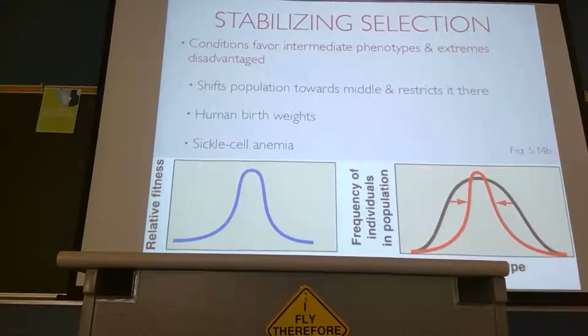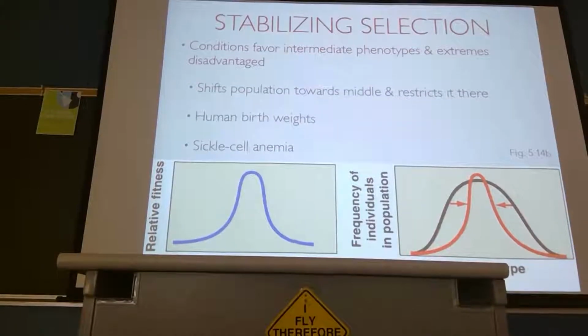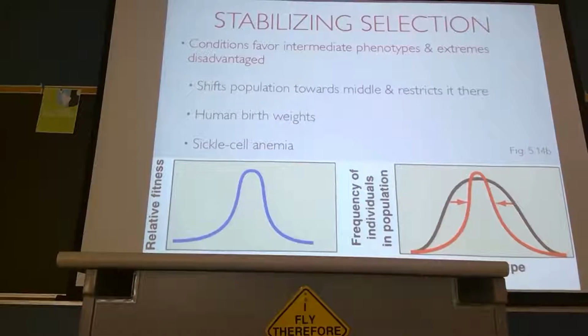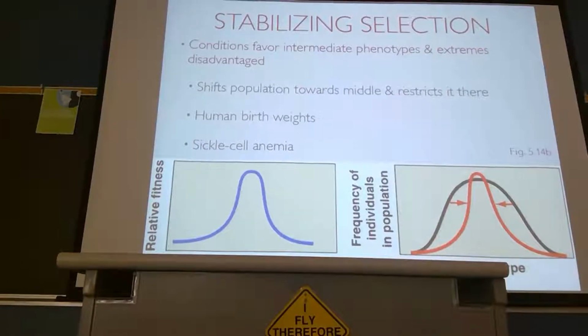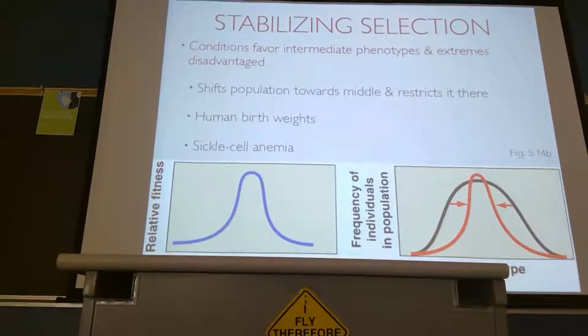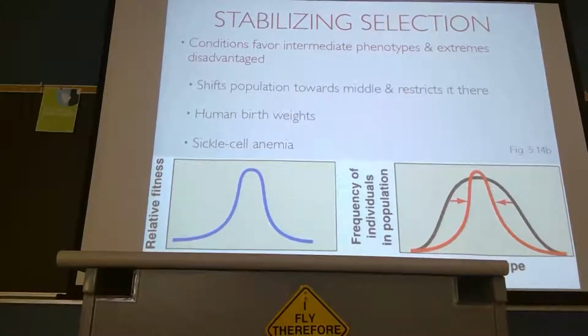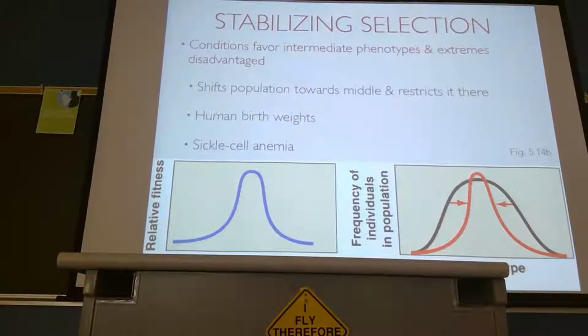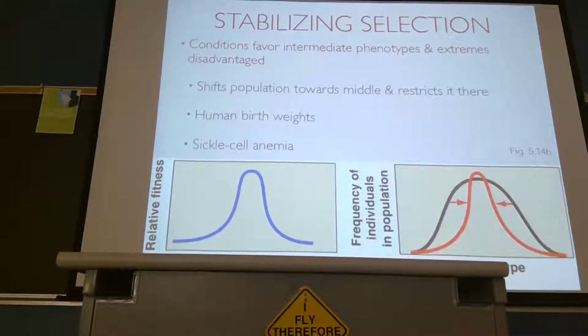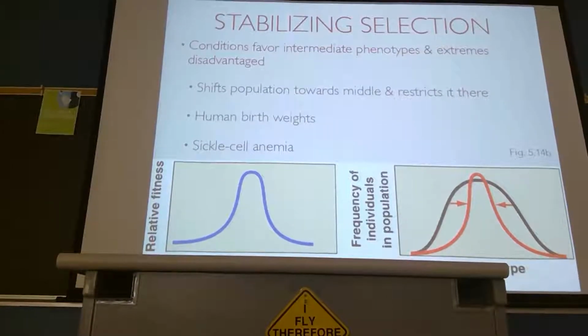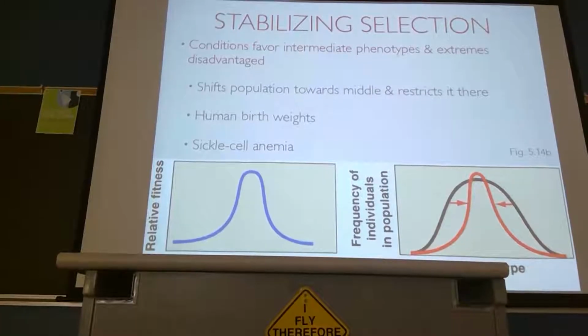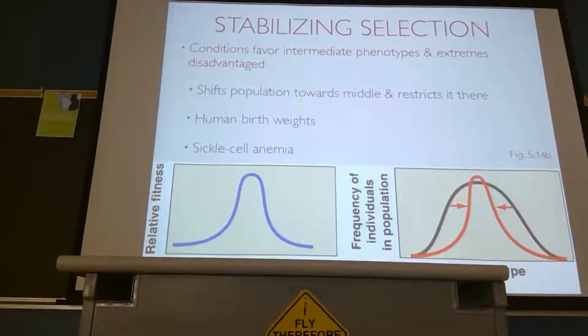That's like sickle cell anemia, where the heterozygote has some advantage. And over time, you'd expect the heterozygote to increase in proportion in populations that are exposed to the malaria pathogen. So when conditions favor the intermediate phenotype and the extremes have a disadvantage, you get stabilizing selection. It shifts the population towards the middle and keeps it there. Sickle cell anemia is an example of that, where the heterozygote has an advantage.